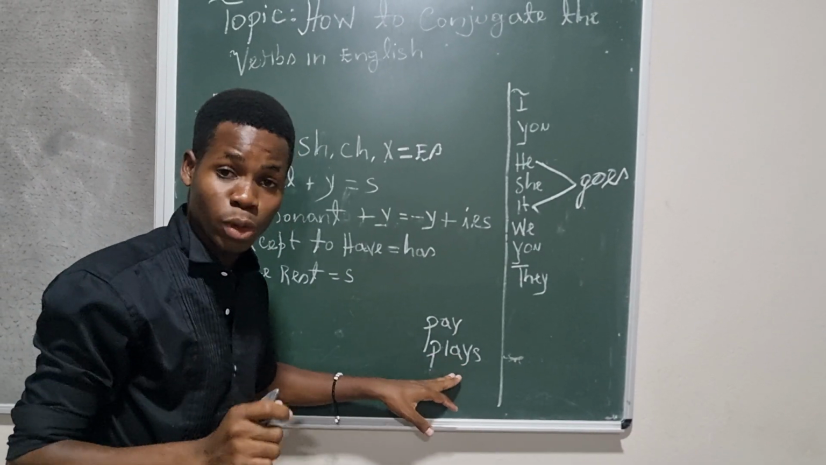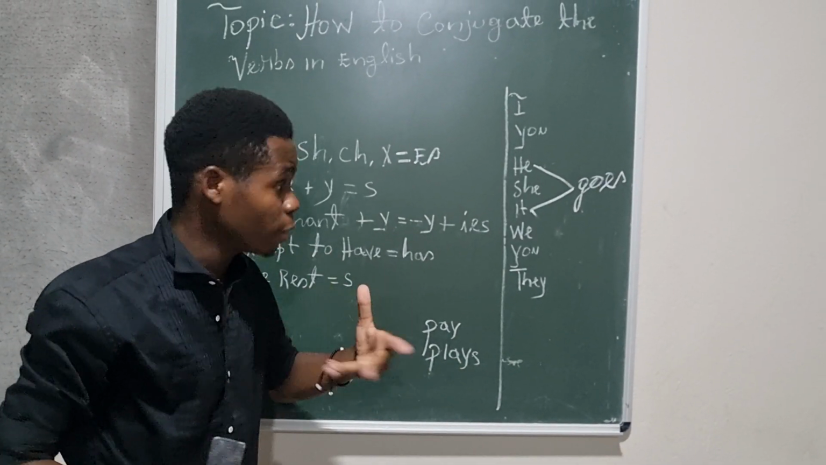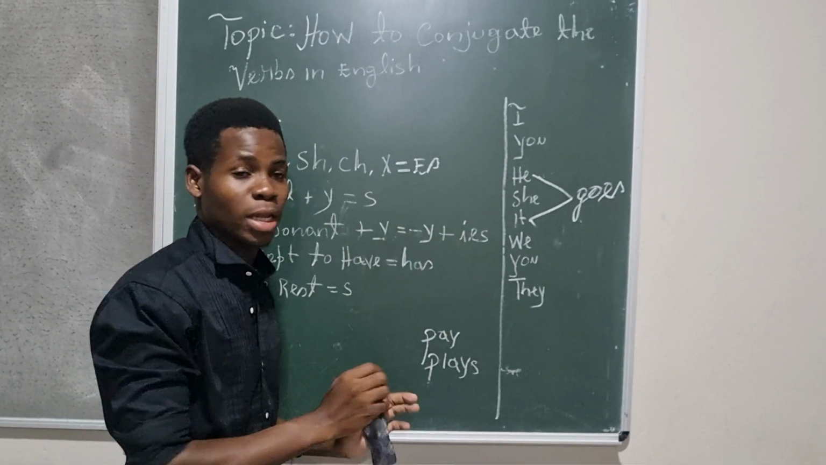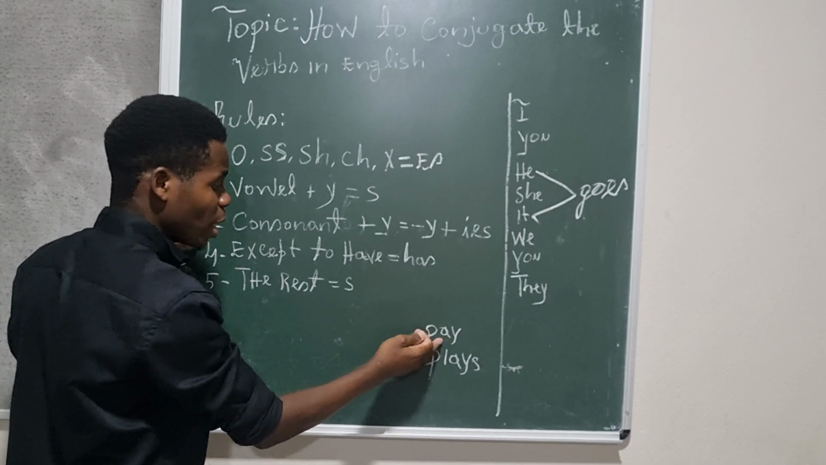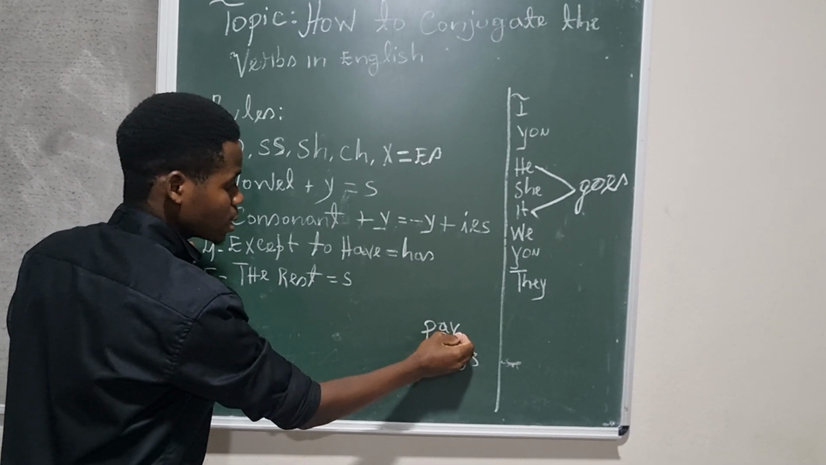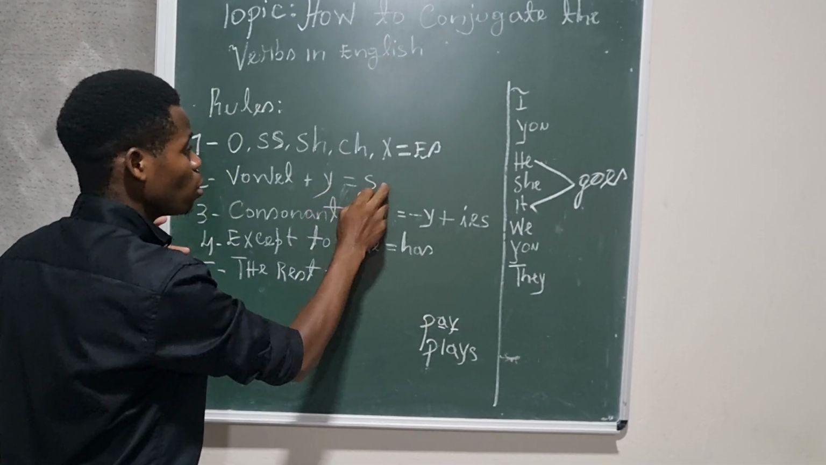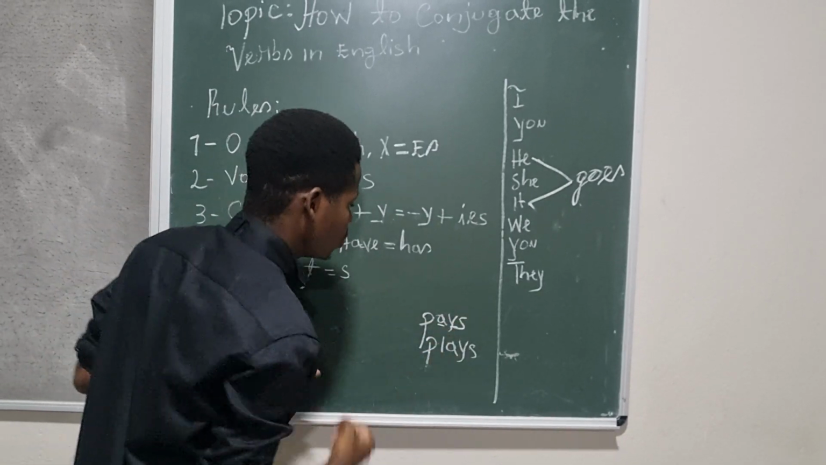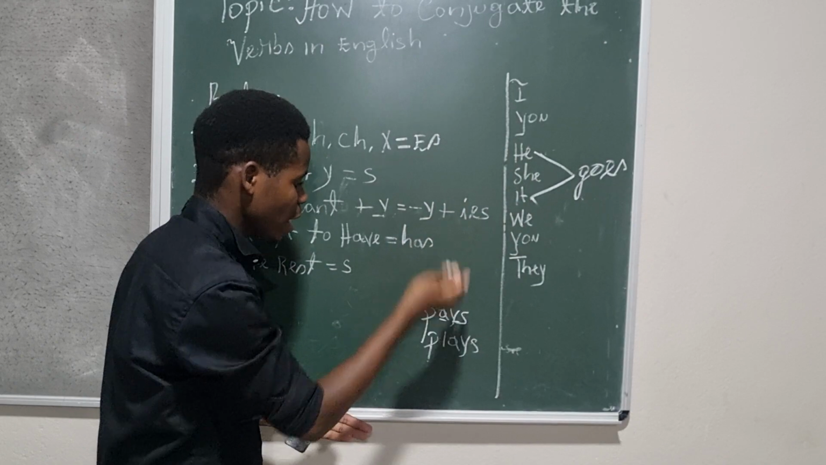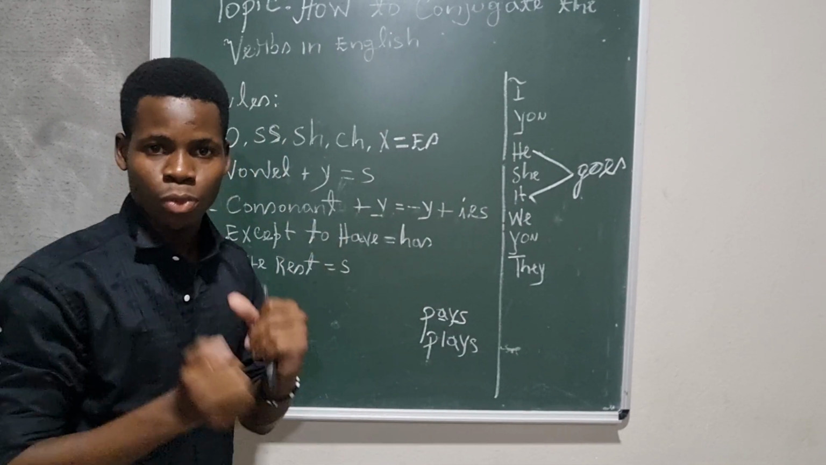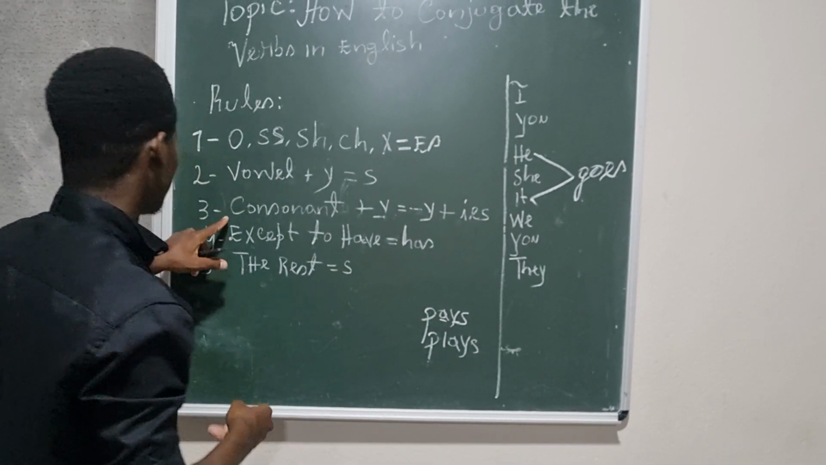Remember, these changes that we are doing here are for the third person singular, like he, she, it. Then we have the verb to pay. We have vowel plus y. It will be equal s. To conjugate it will be pays. Pays, plays. He, she, it pays and plays. Good. Let's go to rule number 3.